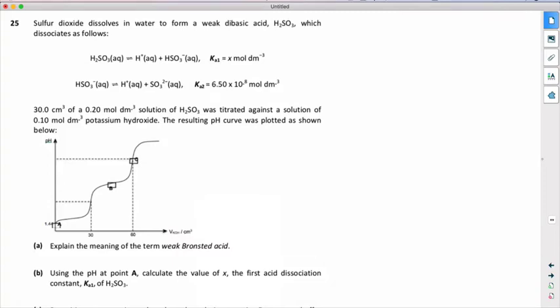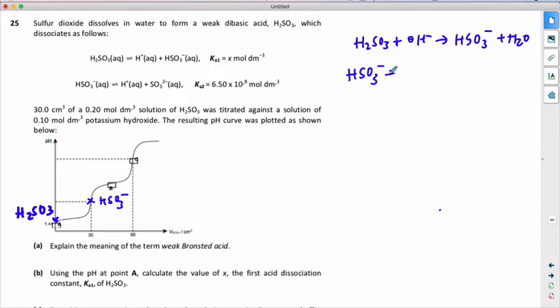Okay, let's look at question 25. You started with H2SO3. H2SO3 will react with OH minus to form HSO3 minus plus water. So when you reach the first equivalence point, you have HSO3 minus. HSO3 minus will react with OH minus again to form SO3 2 minus plus water. So this point is SO3 2 minus.